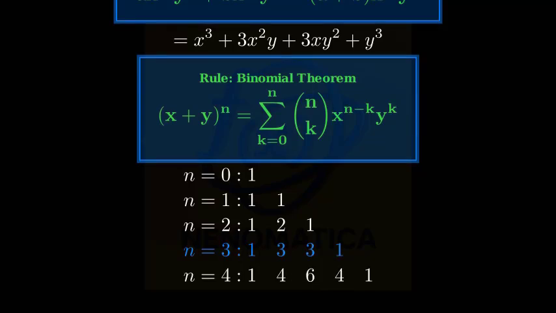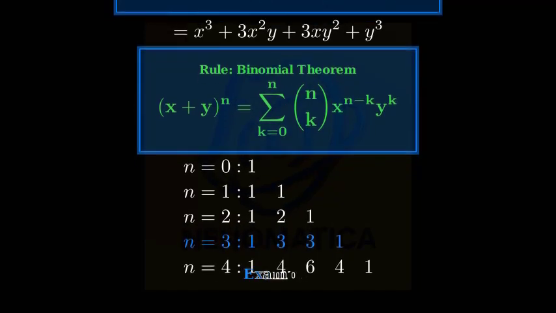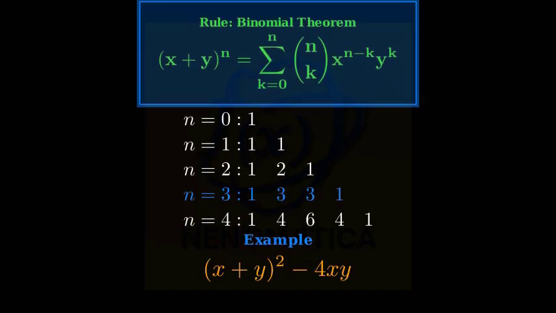In our case with n equals 3, the coefficients are 1, 3, 3, and 1, which match row 3 of Pascal's triangle. Now, let's look at our second example. We want to expand the expression (x plus y) squared minus 4xy.